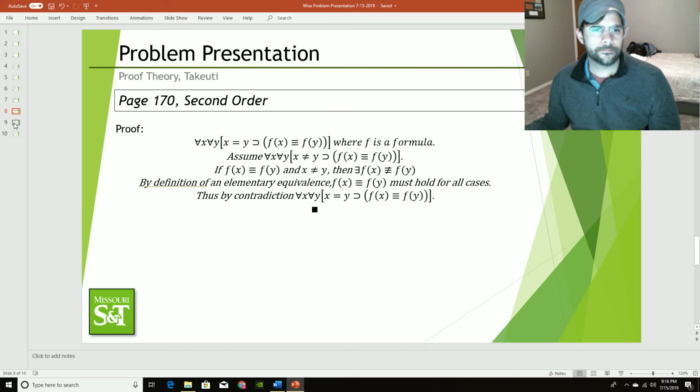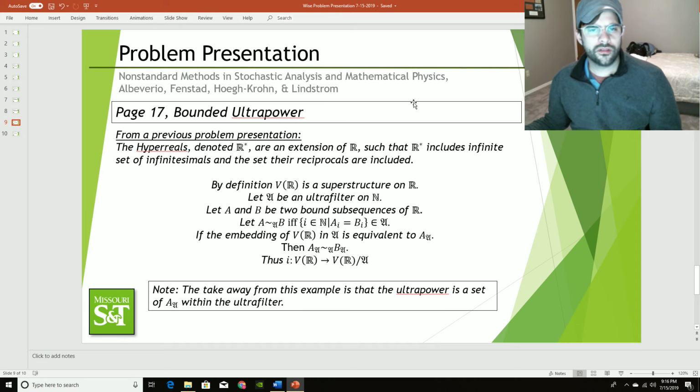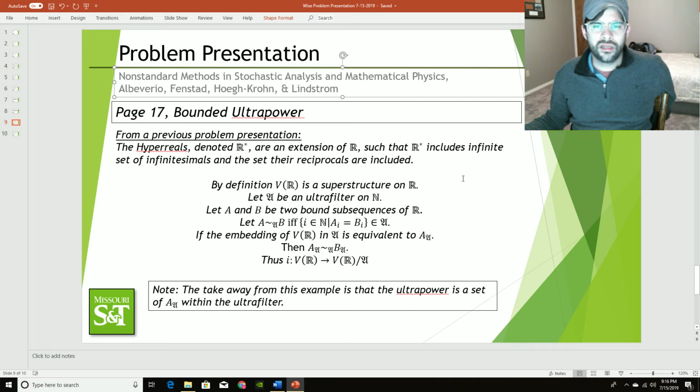All right, the next one is from non-standard methods. This is just an example for a bounded ultrapower. I wanted to go through this because I wanted some feedback about this. I kind of understand this to mean one thing, and we'll get to that down here as a note. But anyways, I'll walk through this real quick.